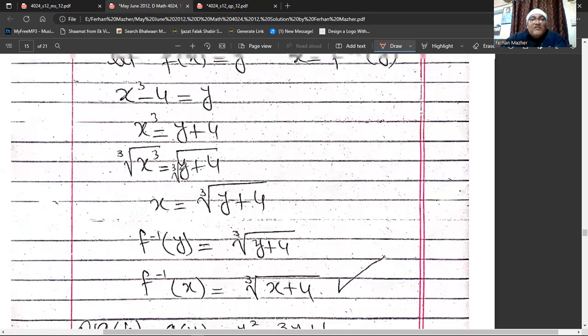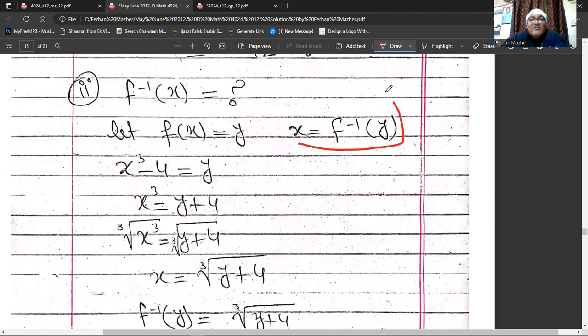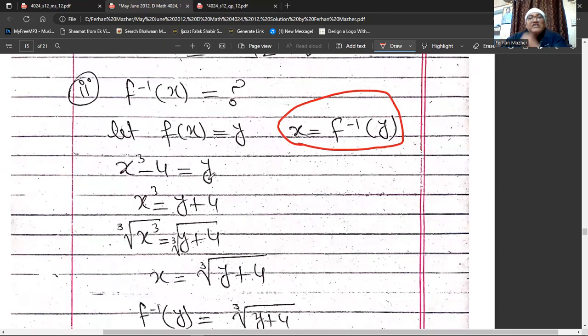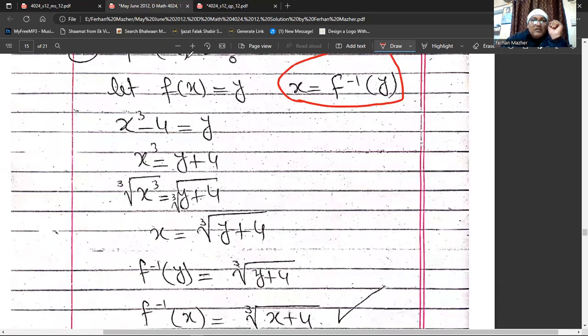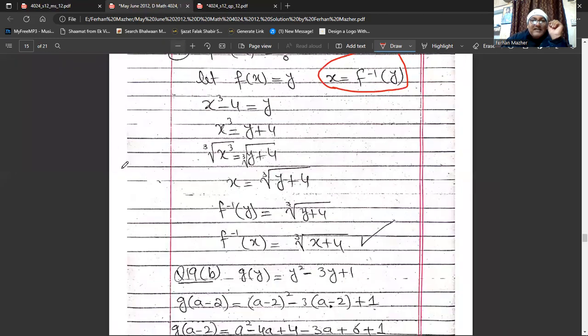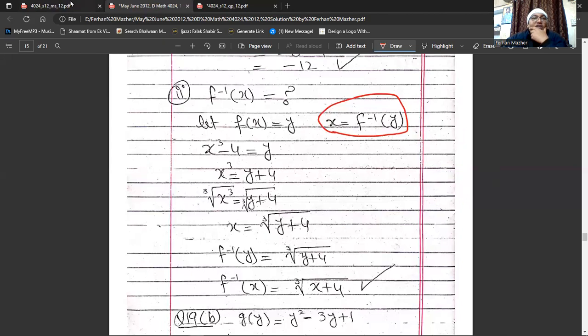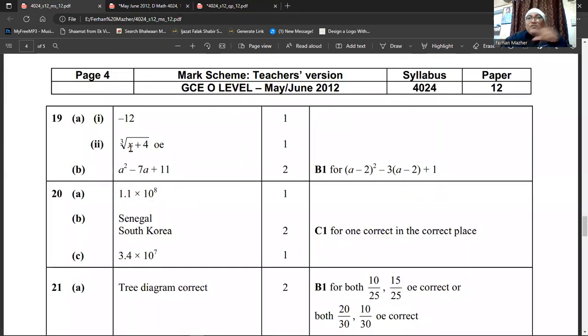In the place of x, I will put this value, f inverse of y. F inverse of y is equal to the cube root of y plus 4. And then I will change the variable. When I change the variable, in the place of y, I will put x. So f inverse of x is equal to the cube root of x plus 4. I hope you understand. Cube root of x plus 4 is the right answer, sir.